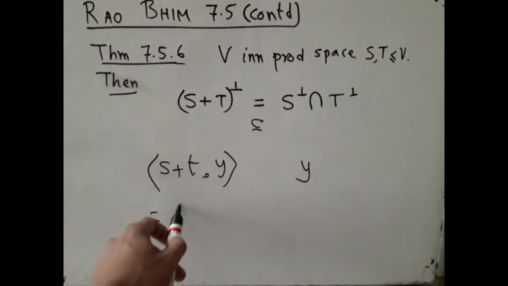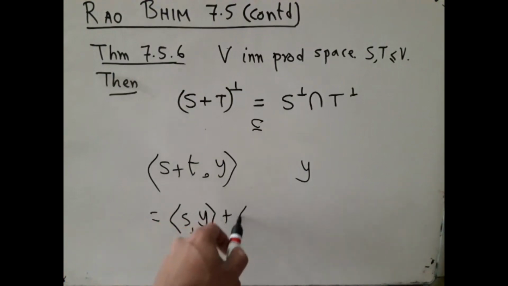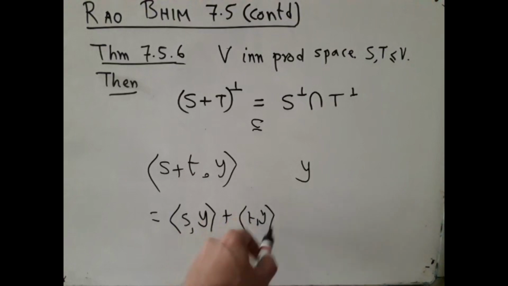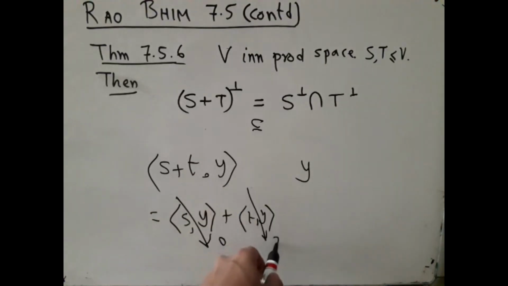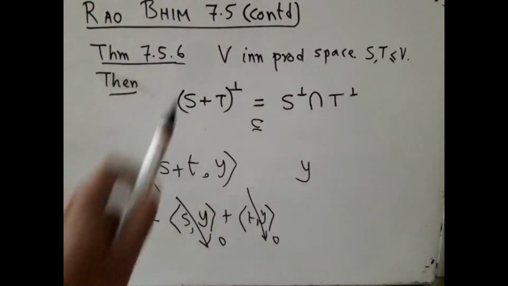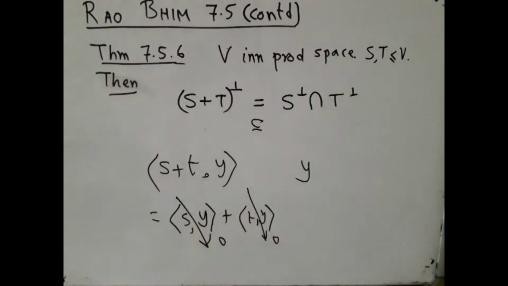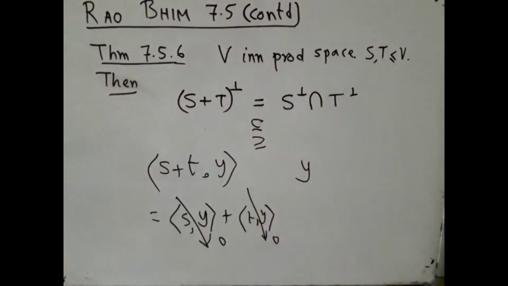But I know because of the distributivity property, this is nothing but the inner product of y with s plus the inner product of y with t. And just now I said that this is 0 and this is also 0. So the total must be 0. So y must be orthogonal to S plus T as well, which means whatever element you take here, y is perpendicular to that, hence y belongs to the left hand side. Finishing the proof of the other inclusion, hence the two sets must be the same.